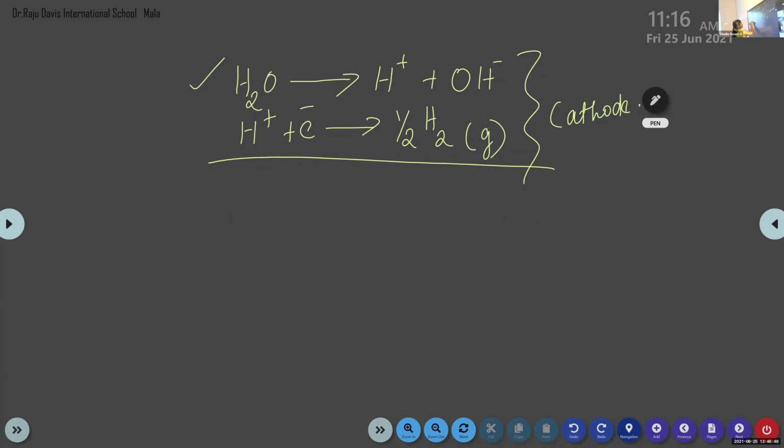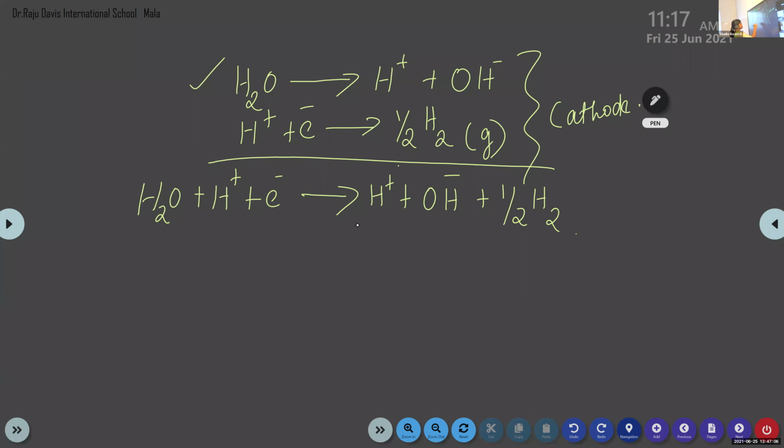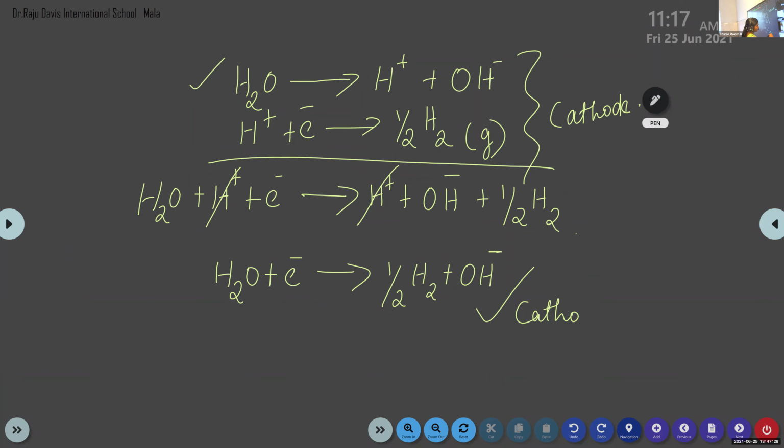From this side, it is H2O plus H plus plus electron. That's from the reactant side, right? Then in the product side, H plus, then OH minus plus half H2. We can cancel both these H plus ions. Then the final equation becomes H2O plus electron gives half H2 plus OH minus. So this is the final chemical reaction that takes place in the cathode.